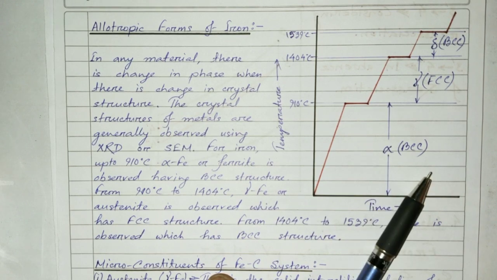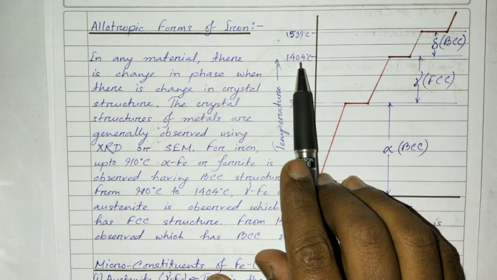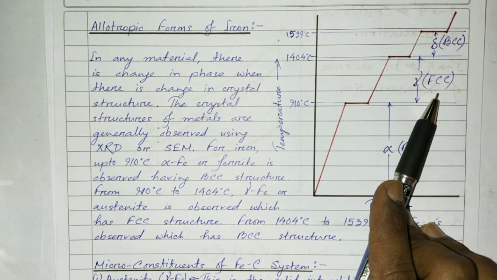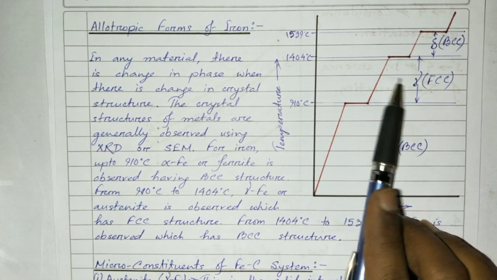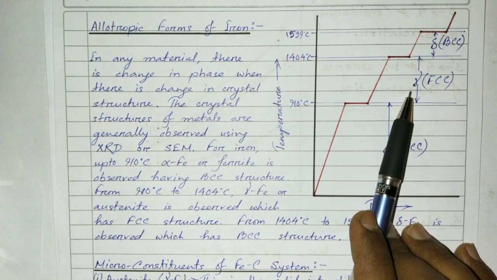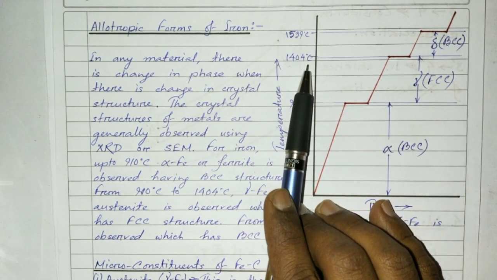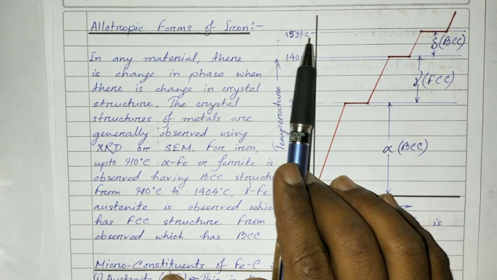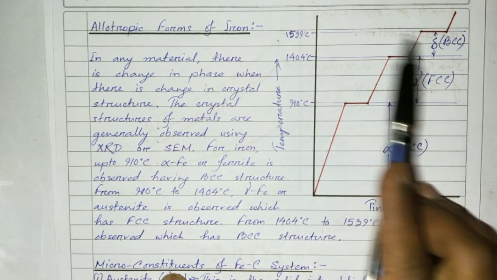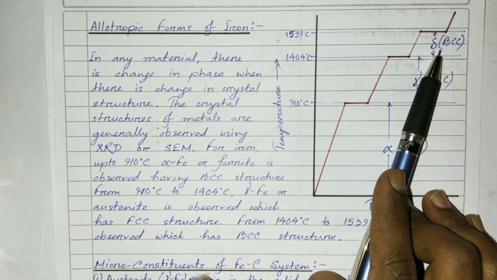On increasing the temperature further, say up to 1404 degrees centigrade, we get FCC structure of iron, and that iron is called gamma iron or austenite. On further increasing the temperature from 1404 degrees centigrade to 1539, which is the melting point of iron, we see delta iron, which is BCC in structure.